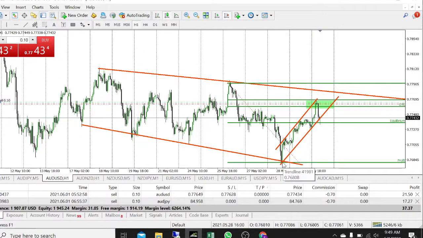And also there was an ascending channel, and I drew it also at this point. So my basic point at this optimal trade entry zone, that's why I was focusing to enter this trade. And for this one, AUD USD, 22 pips on profit.